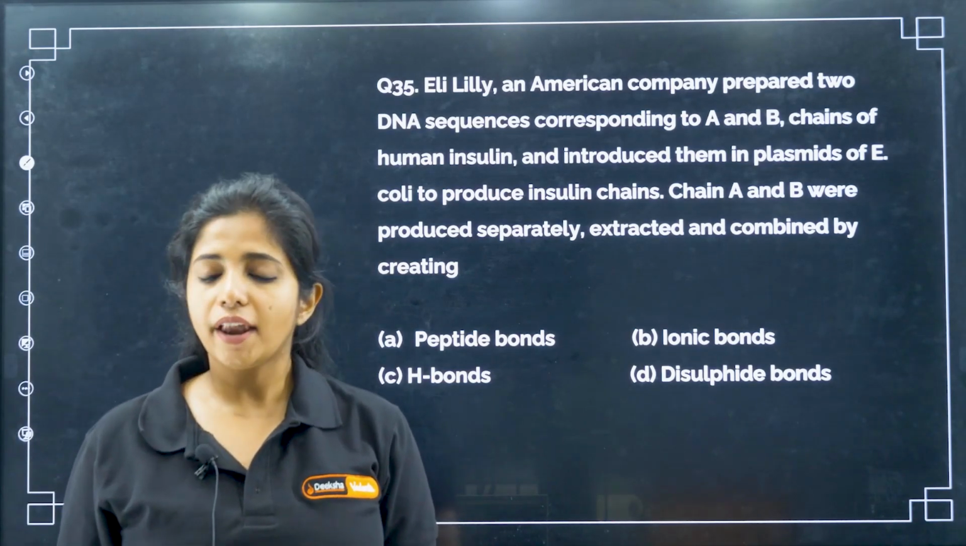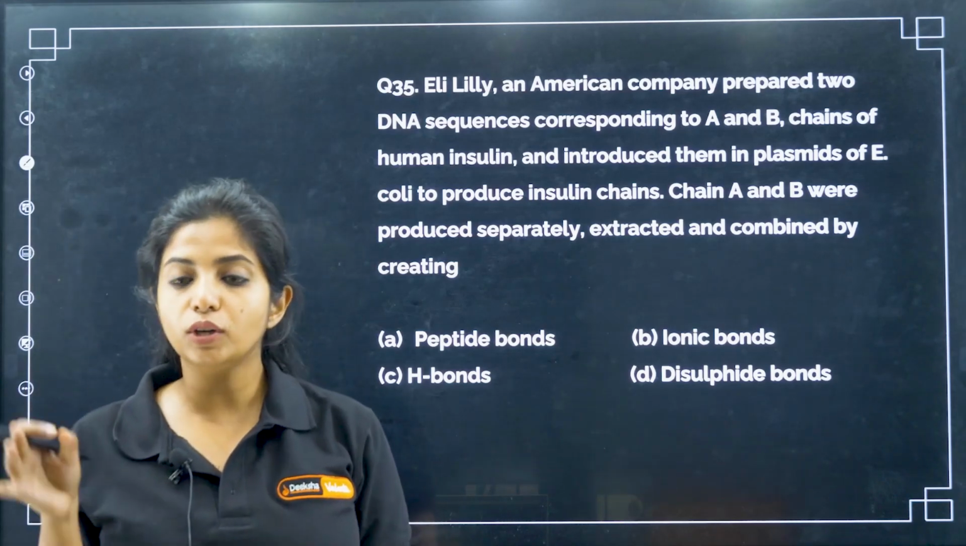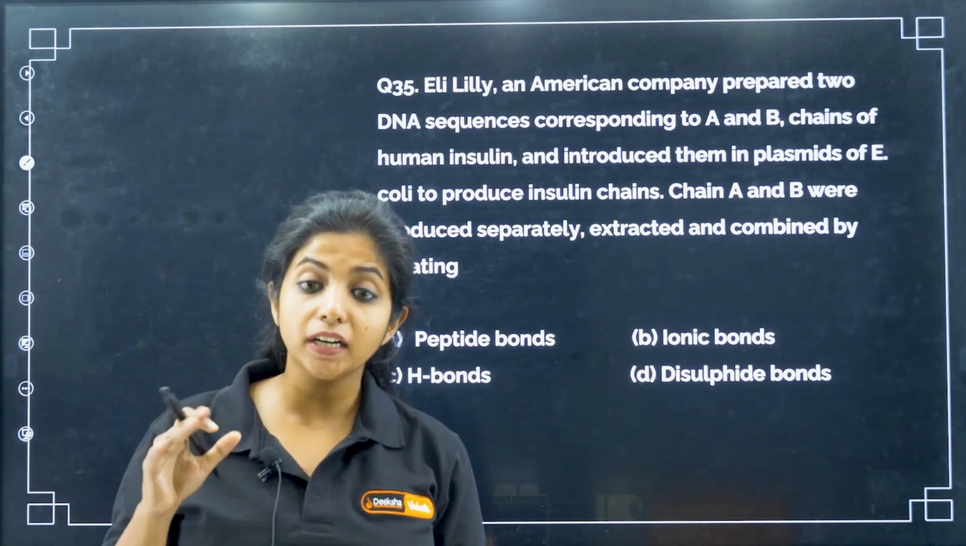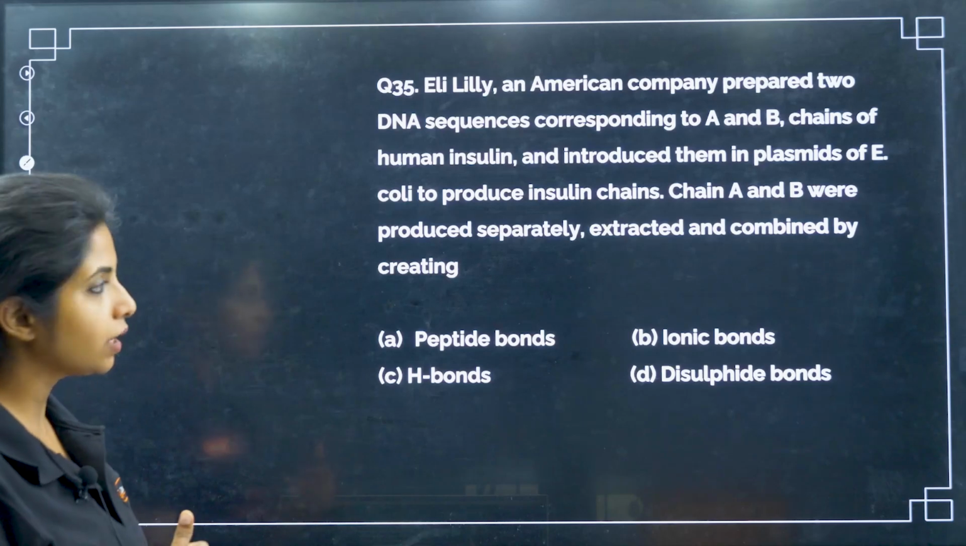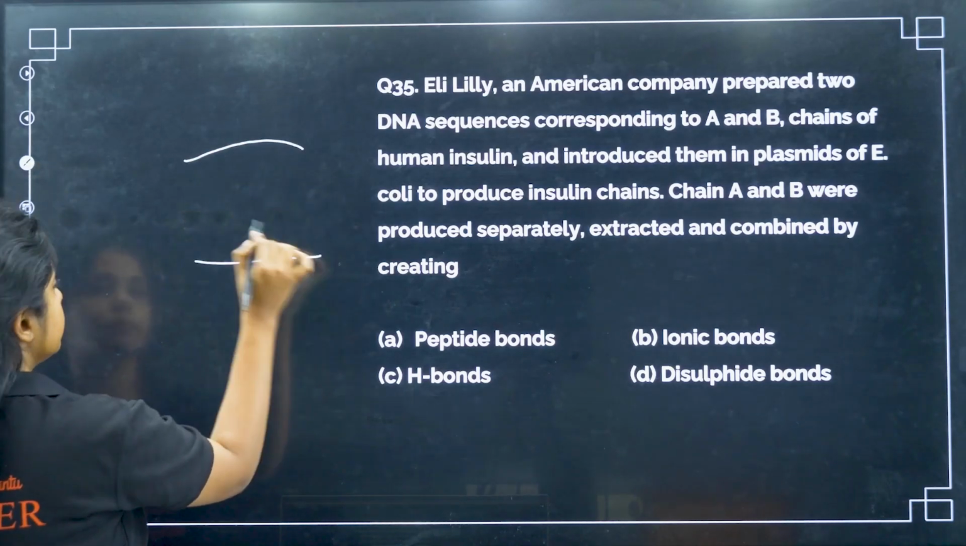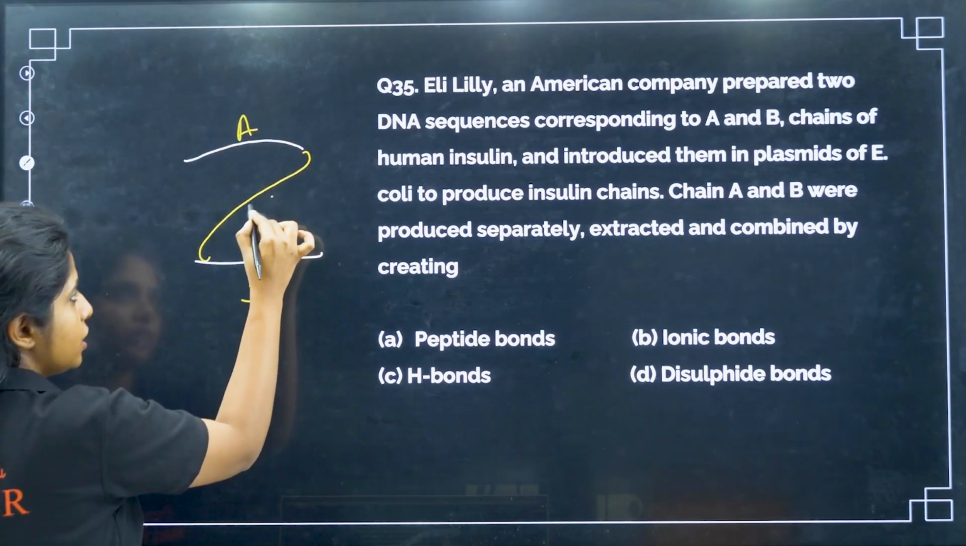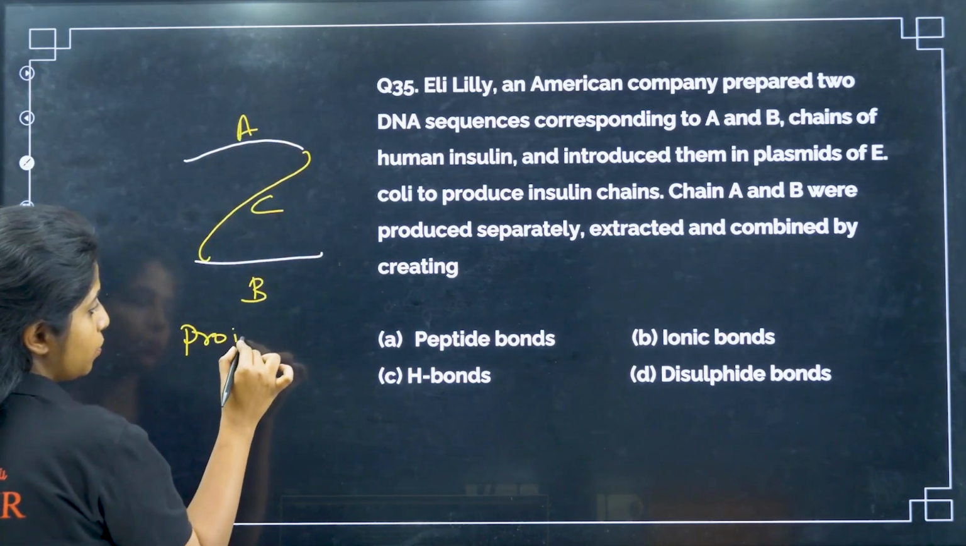Now, Eli Lilly, an American company, prepared 2 DNA sequences corresponding to A and B chains of human insulin and introduced them into plasmids of E. coli to produce insulin chains. Chains A and B were produced separately, extracted and combined by creating what? So, my dear children, in our body, the insulin is being produced like this. There is an A chain, there is a B chain and there is a C chain. Now you call this structure proinsulin.